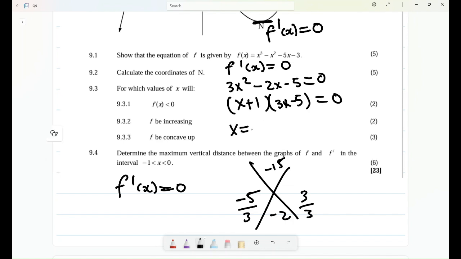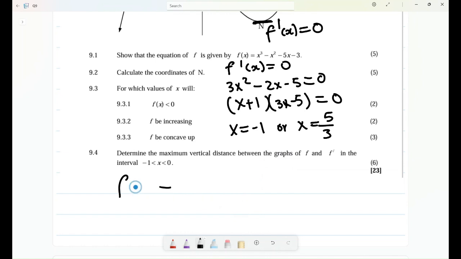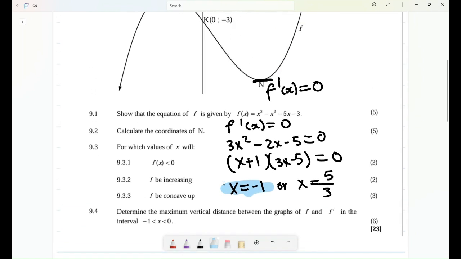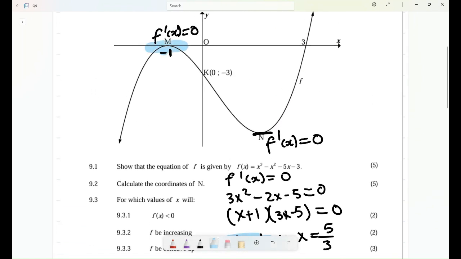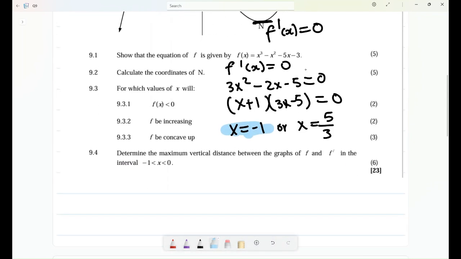Therefore, I get that x is equal to negative 1 or x is equal to 5 divided by 3. But I already know that at x equal to 1, I have a turning point, and it's here. And I know its corresponding y value is how much? It is 0. So I'm not interested in this one. Instead, I want n. So we agree this one is the x coordinate of m, this one is the x coordinate of n, right? So I'm only interested in this one because they say calculate the coordinates of n, right? Yes, already this one we have.